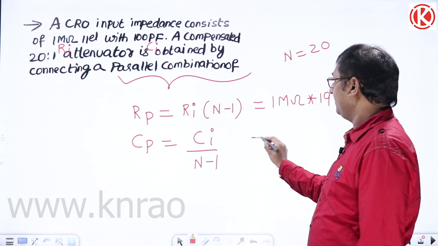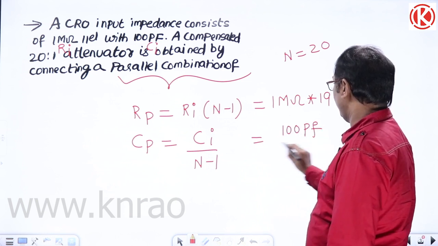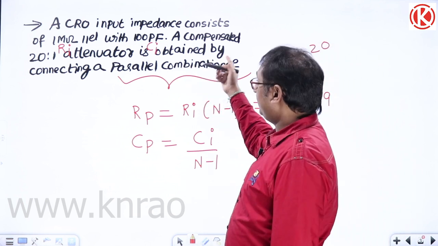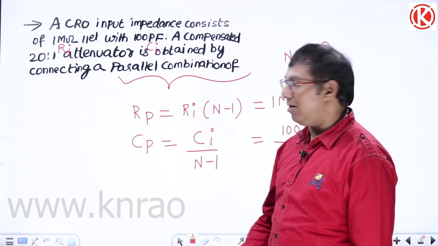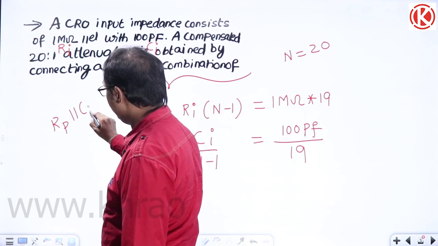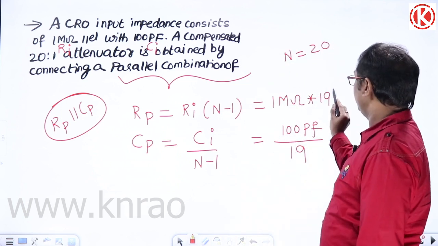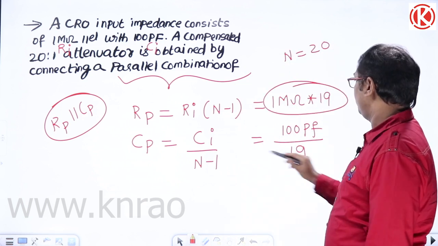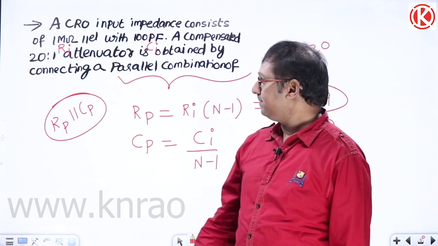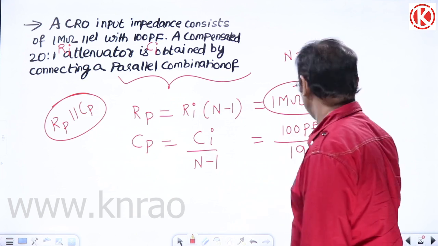Okay, right. Here CI, what is the value of CI given? 100 picofarads by 19. But he is asking what? Obtained by connecting a parallel combination of RP CP connected in parallel only, right? RP parallel CP by connecting parallel combination. Yes, please. These are your values. 19 mega ohms, and here this is 100 picofarads by 19. Is it done? These are the RP and CP values.